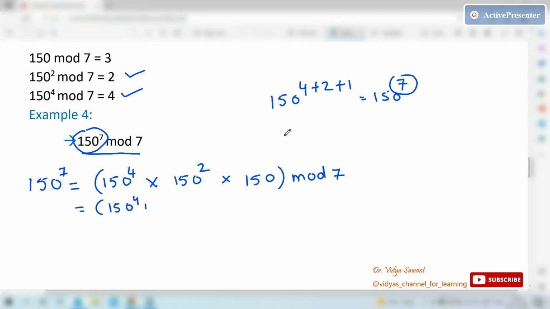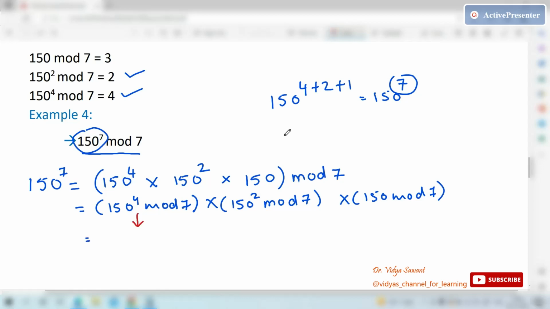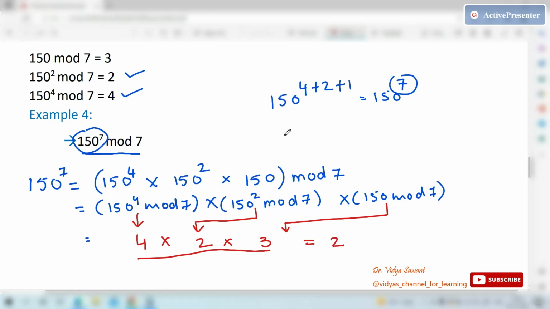So you have to split up this 7 into subparts and then perform the calculation. Now I'll split up the bracket. So 150 raised to 4 mod 7 into 150 raised to the power of 2 mod 7 into 150 raised to the power of 1 mod 7. Further, you write down the answer for each part now. So 150 raised to the power of 4 mod 7 is 4, into 150 square mod 7 we got 2, into 150 mod 7 we got 3. If I multiply all these three numbers on the calculator, I will get the answer 24. Now when you get this, there are two questions you are supposed to ask. Is it positive? Yes. Is it between 0 to 6? No.